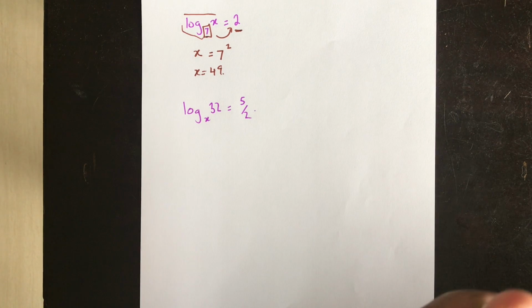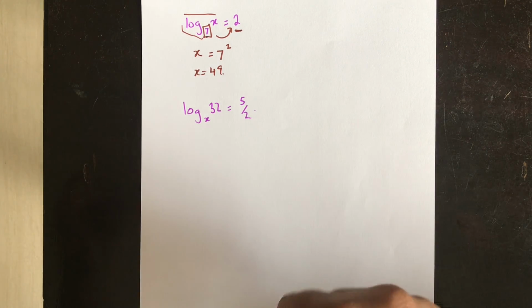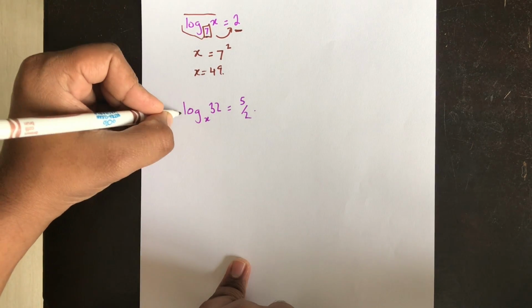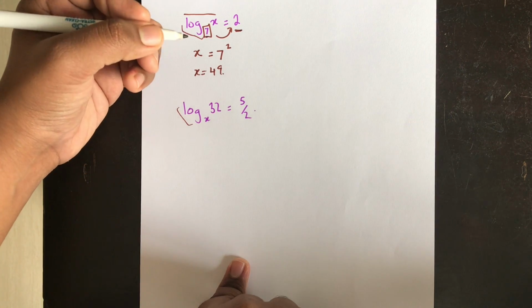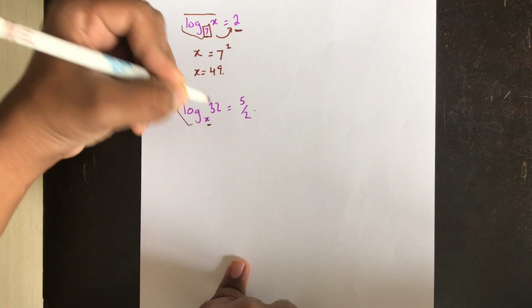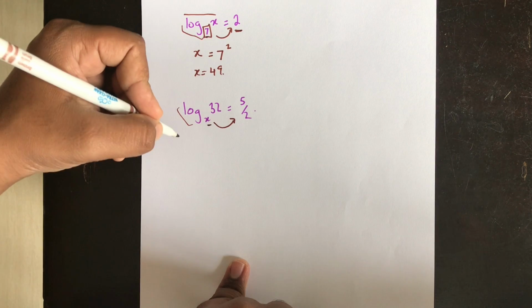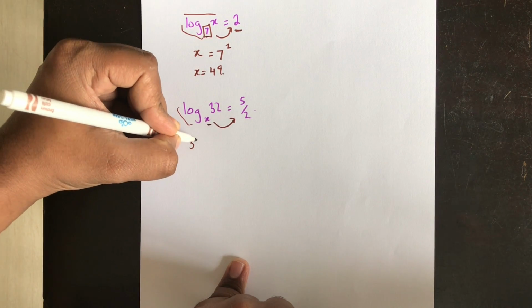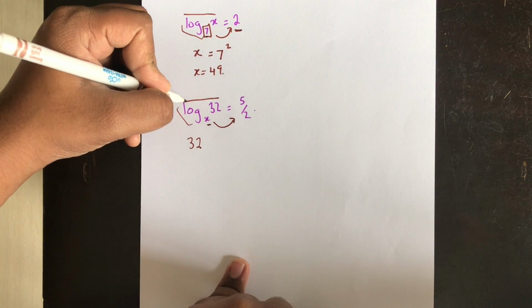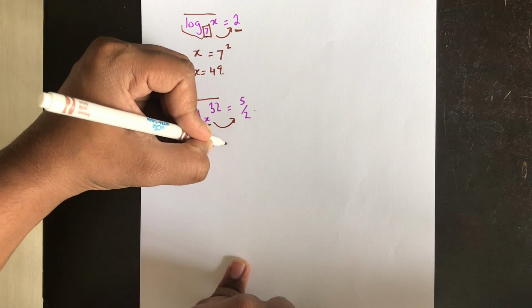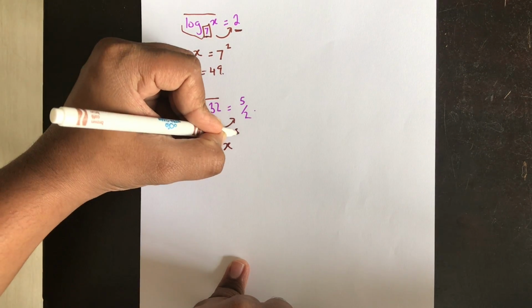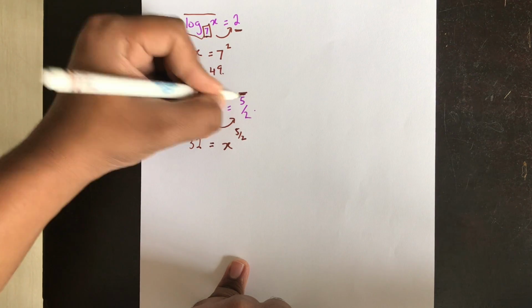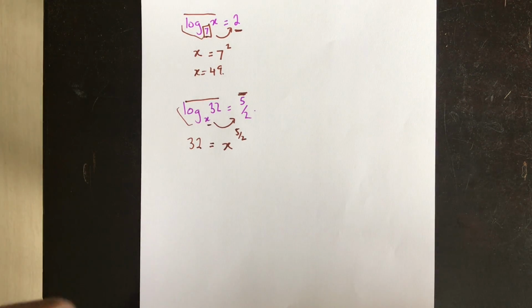Log 32 base x is equal to 5 over 2. How will we do this? The first method, as we always discussed, is that we need to remove the log sign. We do that by moving this x to the other side of the equation. Therefore, we are left with 32 on the left hand side is equal to x to the power of 5 over 2, because 5 over 2 is on the right hand side of the equation.